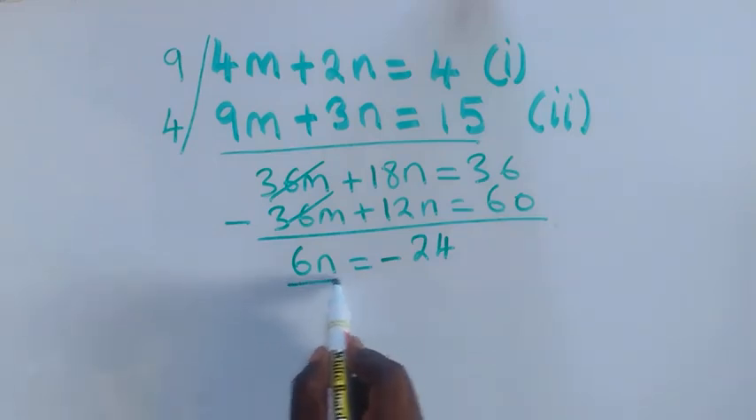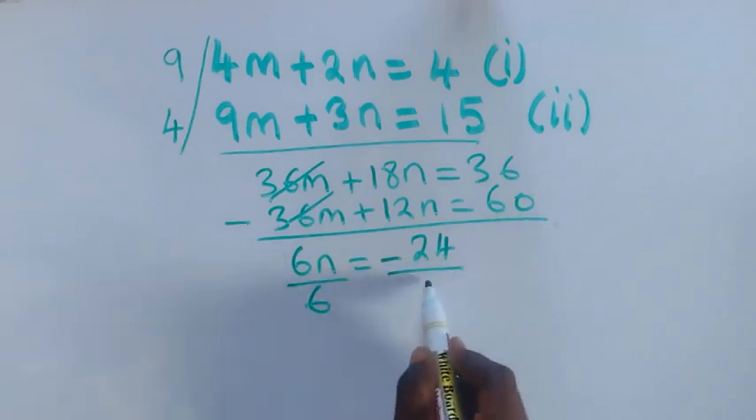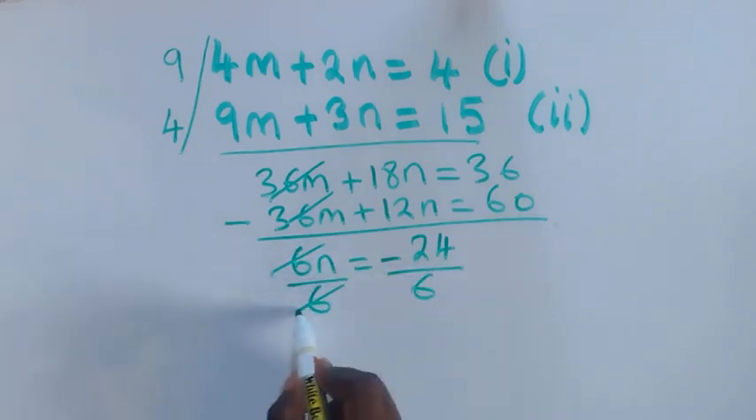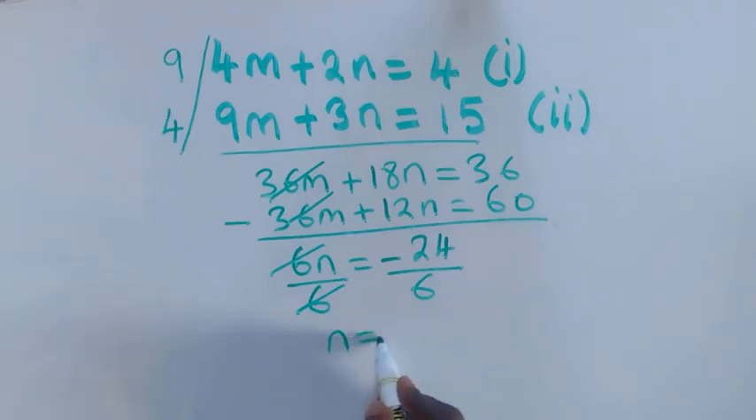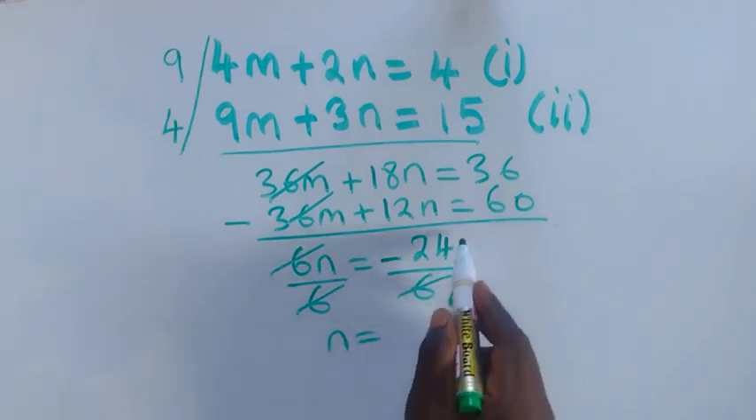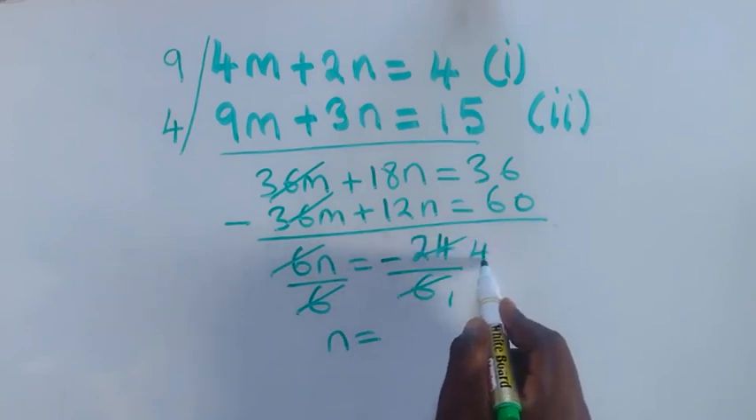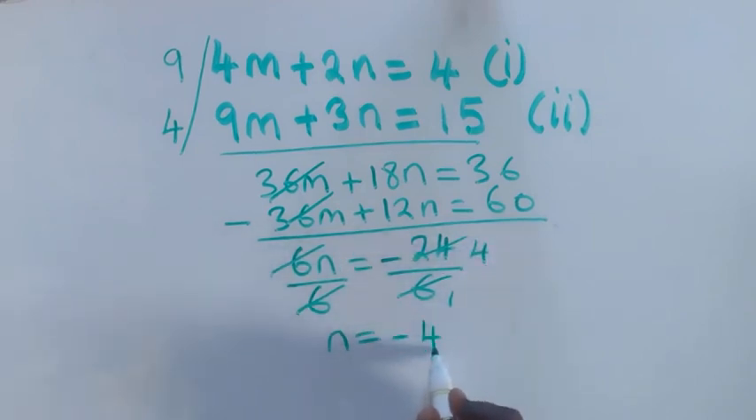So from here we can divide both sides by 6, so that this and this will cancel. We have n equal to, 6 into 24 is 4. So n is equal to negative what? 4. So I have found the first value, which is n equal to negative 4.